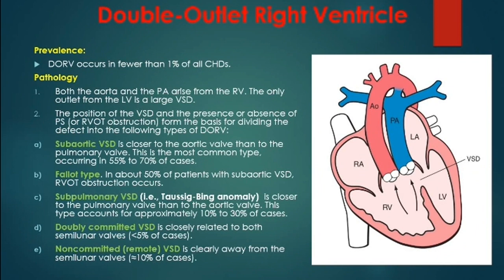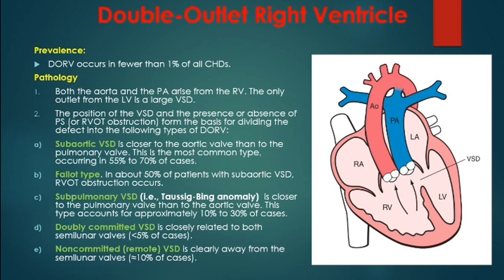The first type is the subaortic VSD, which represents 55 to 70% of cases, where the VSD is closer to the aorta rather than the pulmonary valve, and this is the most common type, as we see.